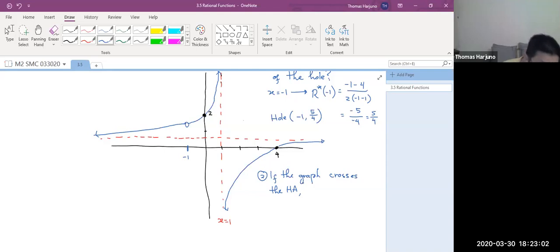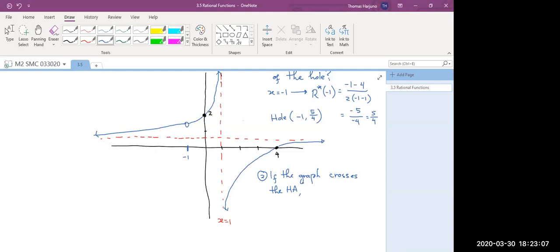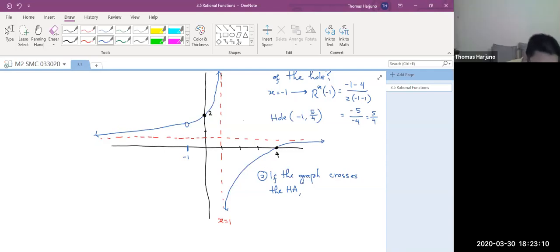The graph will never cross a vertical asymptote, because when we plug in a number not in the domain into the function, we'll get undefined. However, the graph may cross a horizontal asymptote. Now then, how do we find the coordinate if the graph crosses the horizontal asymptote? Where will that be? It seems like the way I graphed that earlier, I didn't anticipate that, but let's take a look. How do we find the intersection?